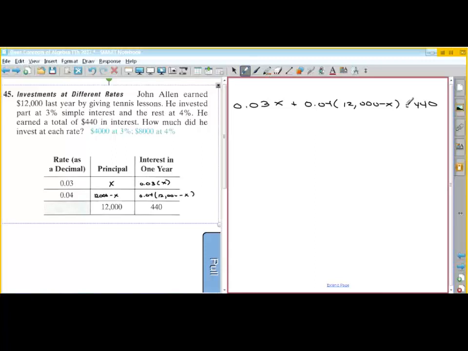One way to think about it in this case is if it was all at 3%, you would get 0.03 times 12,000, which would be $360. And if I do it at the higher interest rate, it'd be 12,000 times 0.04, which would be 480. So you got 480 on one bound and 360 on the other, and the one we're looking for is 440. So it seems like you should have more money in the higher rate than the lower rate, just based on the limits.